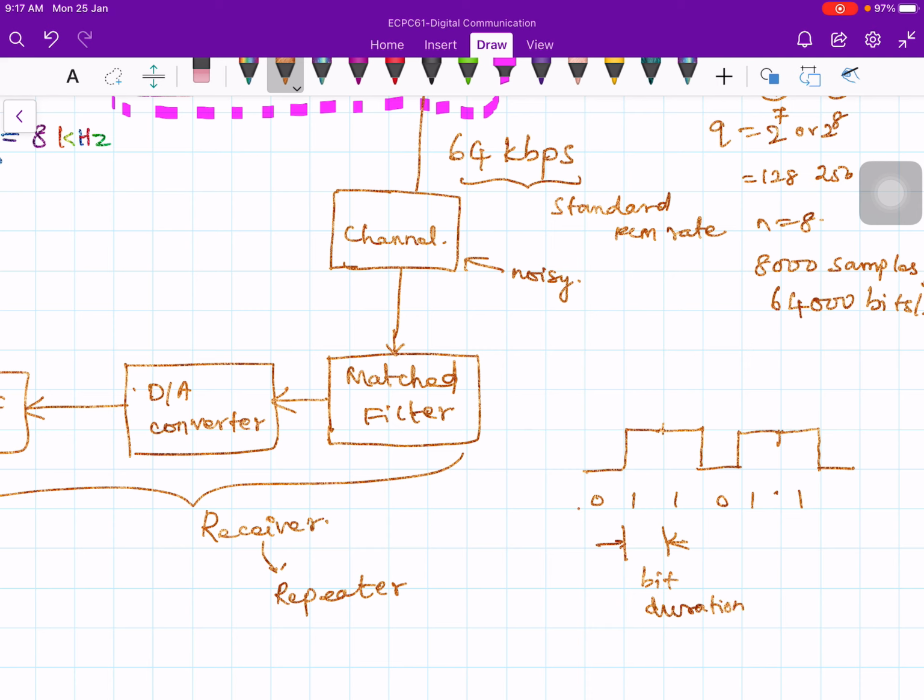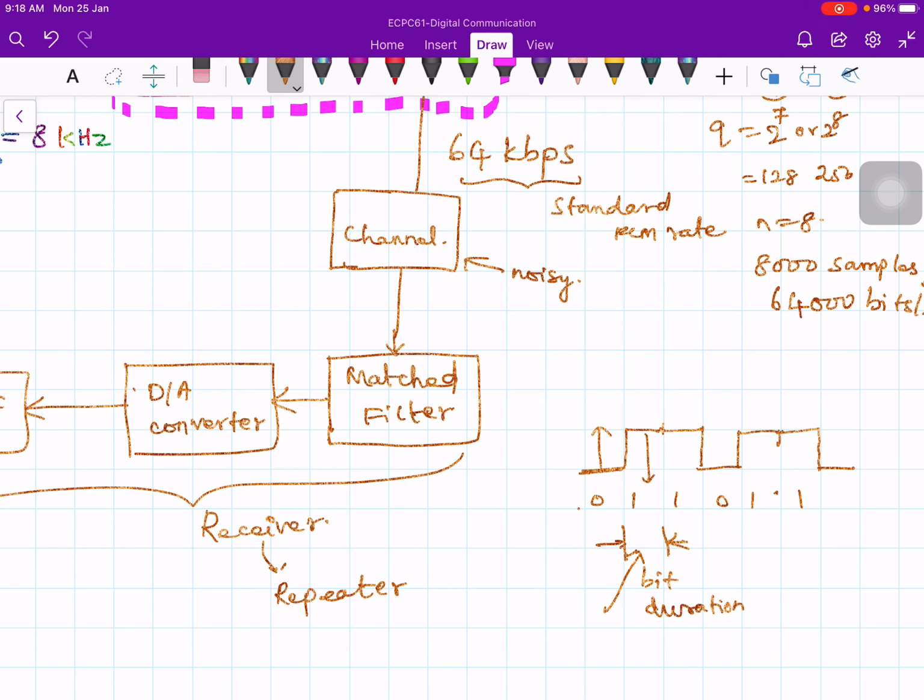Now because of the noise, this positive amplitude may appear as a zero amplitude or negative amplitude, and this 0 may, due to noise, look like a 1. So there will be some error. So you may not be able to make correct decisions at the receiver whether in a particular bit interval a 1 or a 0 has been transmitted or received. Therefore the receiver operation is not trivial.